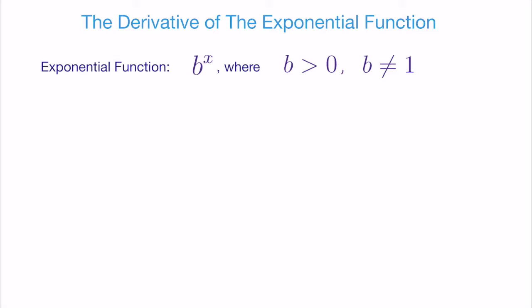So let's rewrite b to the x. Because e and ln x are inverses, e to the ln b equals b. Now, if we raise both sides to the power of x, we get that b to the x, the exponential function, is e to the ln b times x, because here we multiply, being a power of a power.